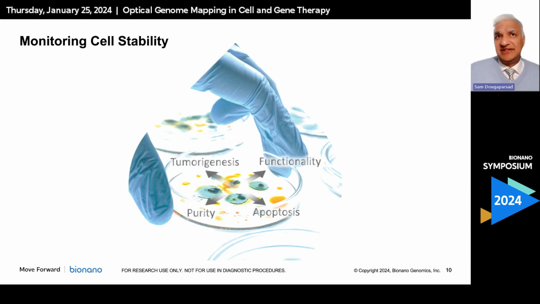So cell lines are selected for their ability to be functional, relatively homogeneous or pure, with the capacity to divide without being toxic or tumorigenic, and while maintaining cell fitness, that is, to avoid cell death. So what are the tools needed to characterize cell lines?